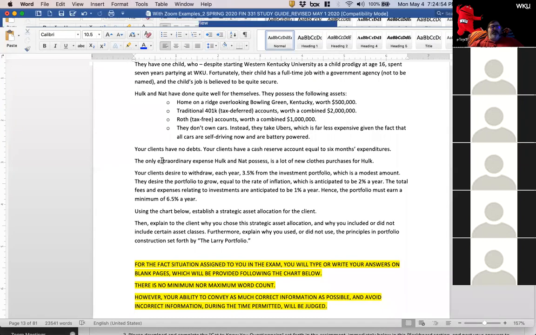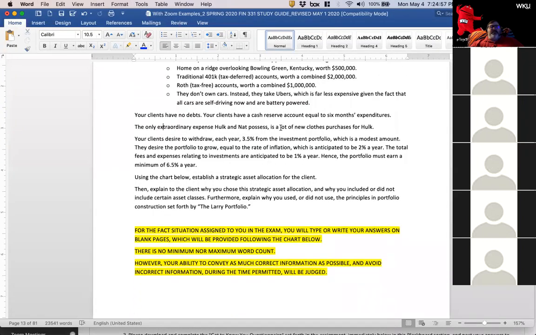All right. The only extraordinary expense they possess is a lot of new clothes purchases for Hawk for some reason. They desire to withdraw each year 3.5% from their investment portfolio, which is a modest amount. They desire the portfolio to grow at a rate equal to inflation, which is anticipated to be low at 2% a year. And the total fees and cost relating to an investment, including investment advisory fees, only 1%. Therefore, they need a portfolio that will generate gross 6.5% a year.